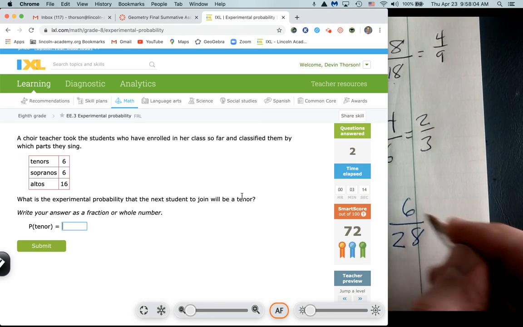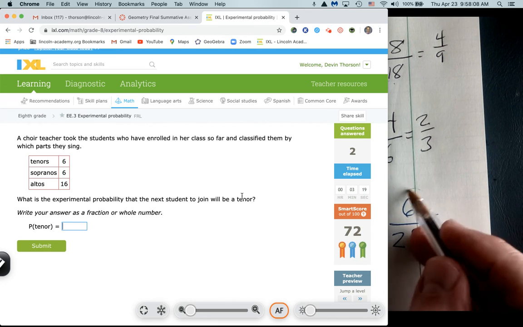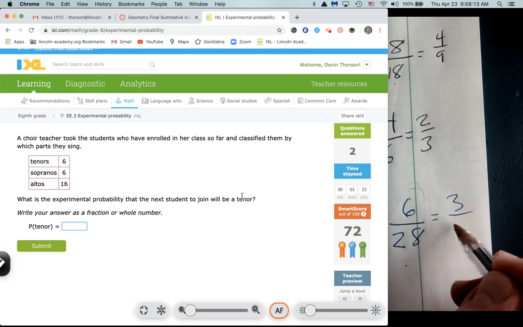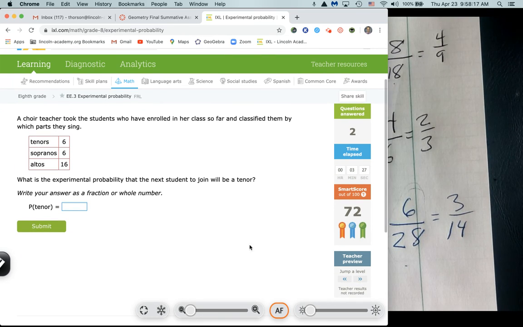Only 6 are tenor. So the probability that the next person to join is going to be a tenor is this probability here. So we reduce that to 3 out of 14. There's a 3 out of 14 chance that the next person will want to be a tenor.